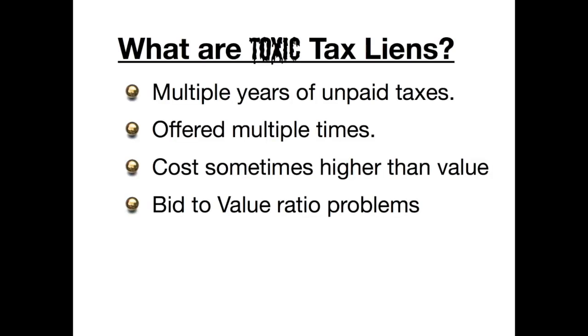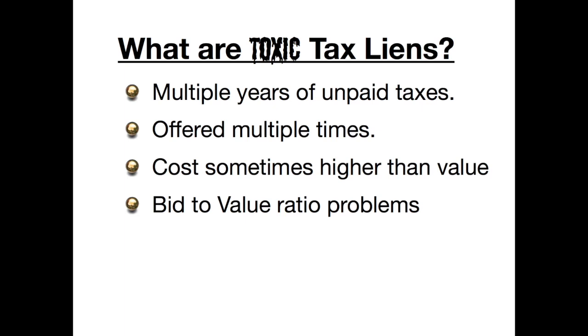Well, you'll come across these sometimes if you're looking at lists. What do they normally have in common? It's normally multiple years worth of delinquent taxes that were never paid. So the more years you have of delinquent taxes that aren't paid, the higher the opening bid amount becomes on the property, or the higher the lien amount is. And ultimately, what happens is your bid to value ratio begins to increase. You begin to have problems with it.